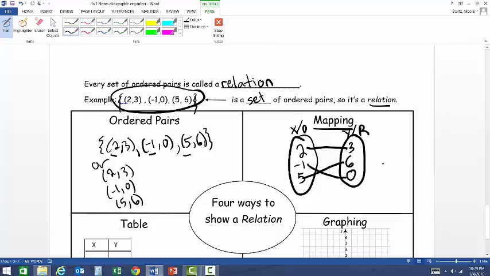Now, if I had done this differently and I changed the order to, let's say, I still had 2, -1, 5. Let's say someone else decided to use 3, 0, 6. Well, then their map would look like this. But both of these are correct. What I look for is if you have 2 matching up with 3, and it does in both problems. So that's what I need to see.